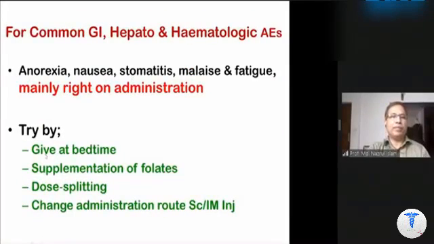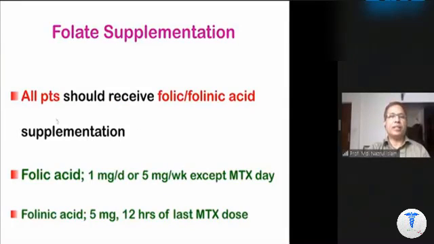For GI upset, what better can we do? We can give it at bedtime. Supplementation of folates can help us. Dose splitting can help us. If side effects are the issue, we can switch to the subcutaneous or the intramuscular route. And folate supplement is a must. All patients should receive folic acid 1 milligram per day or 5 milligram per week, except on the day of methotrexate. Folinic acid is available in our country as well, 5 milligram 12 hours after the last methotrexate dose.